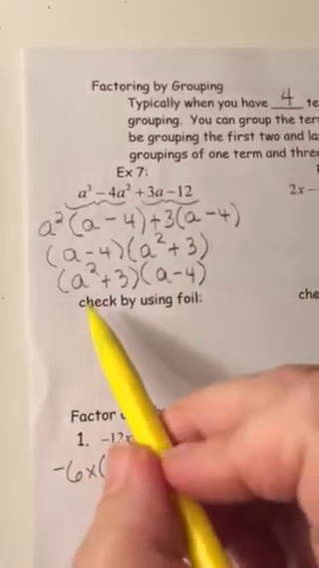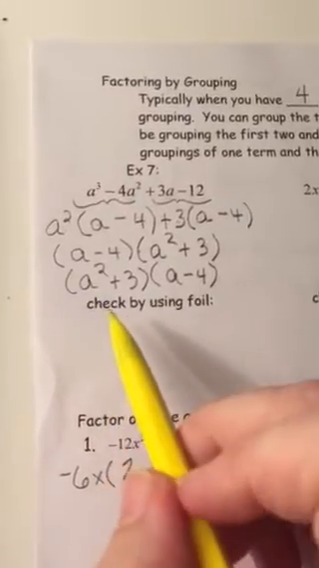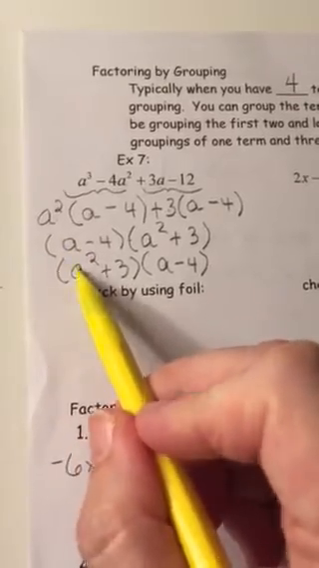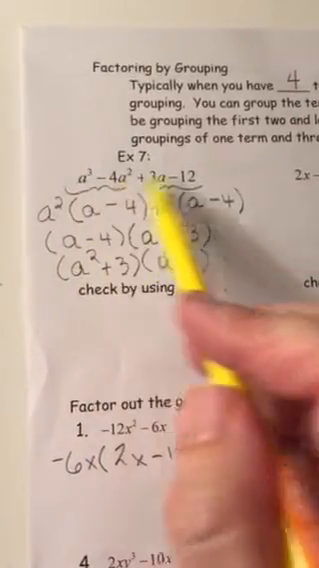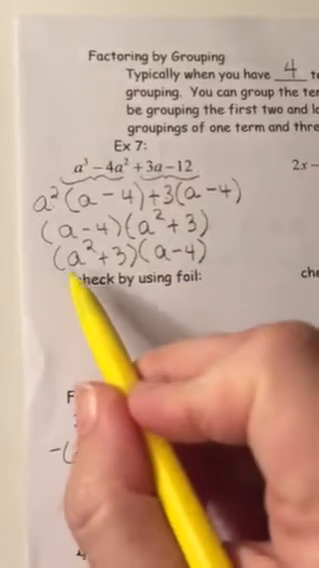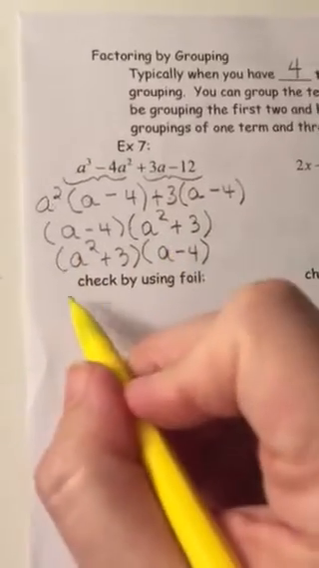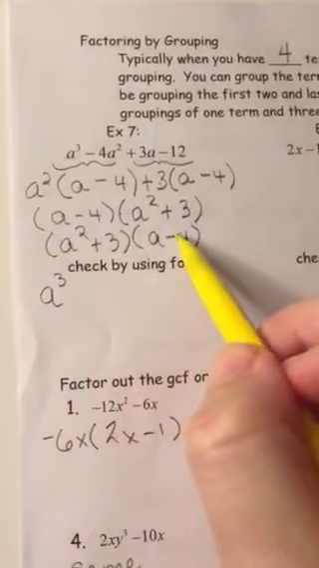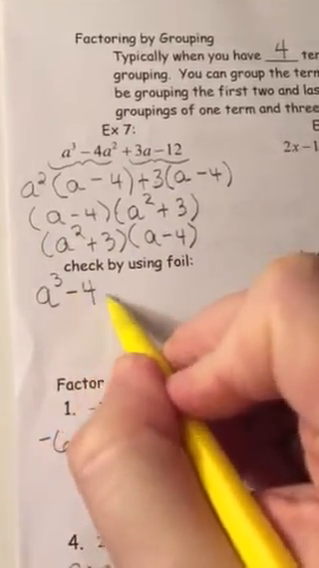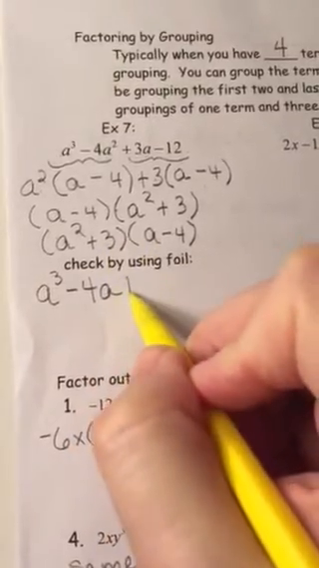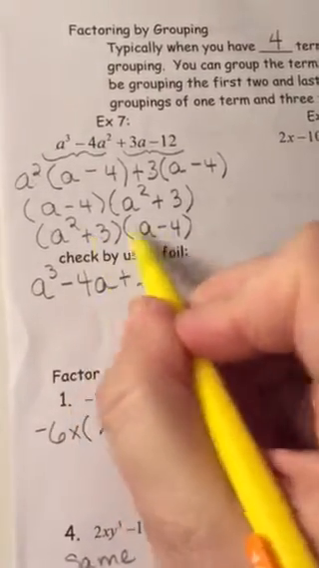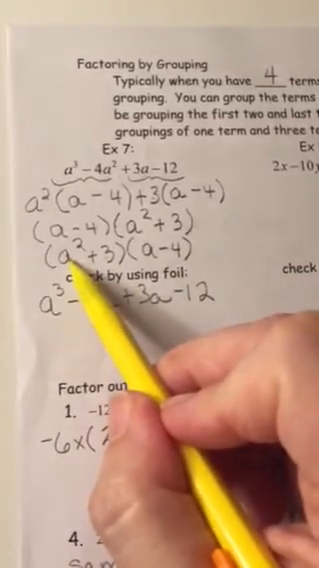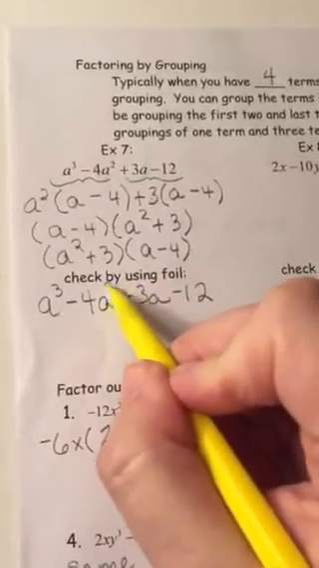And if I decided to FOIL, or you could use your box method if that works for you, that's fine too. So if I FOIL this set or I FOIL this set, I should get back to my 4 terms that I started with. So if I did first a squared times a, I would have a cubed. And then if I did outside, a squared times a minus 4, and then inside 3a, and then last, that would give me my minus 12.